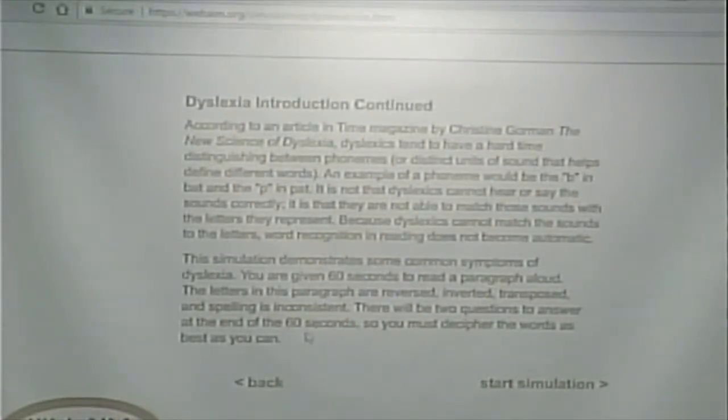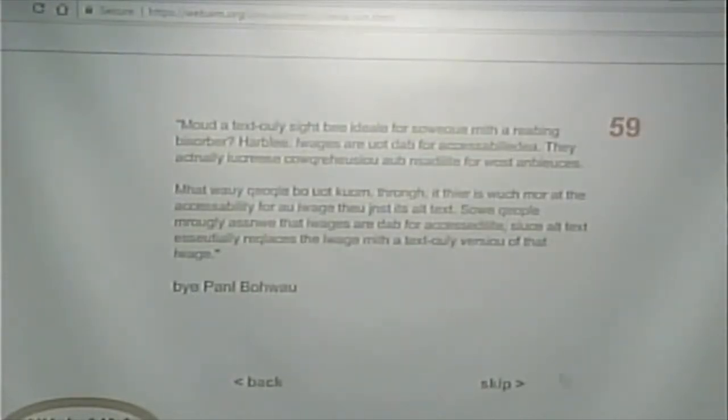Here is some more stuff. Let's get to the simulation. That's how someone might read, might see something. Let's try to read it.